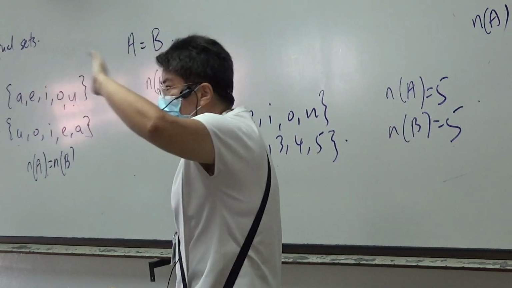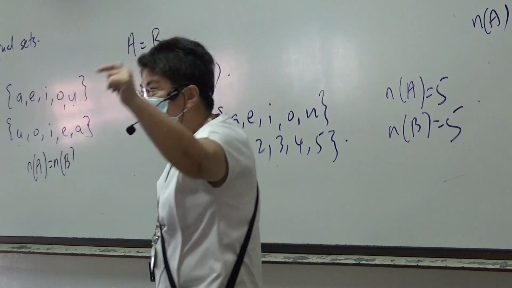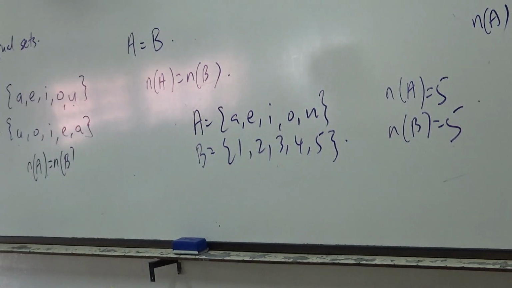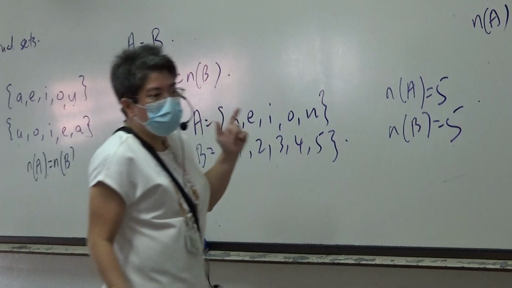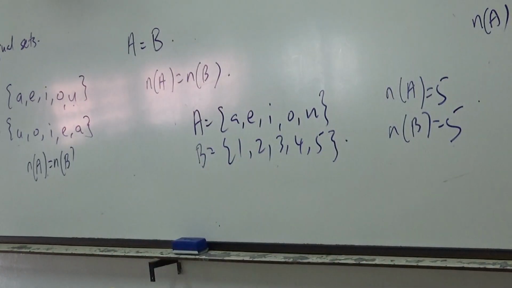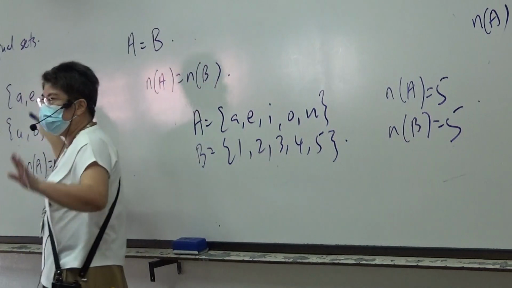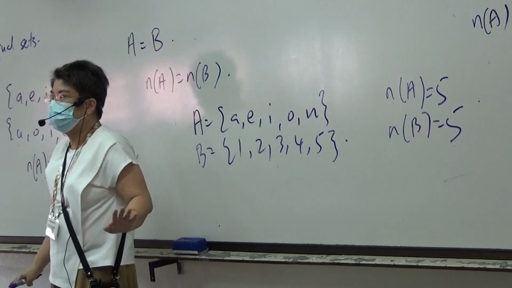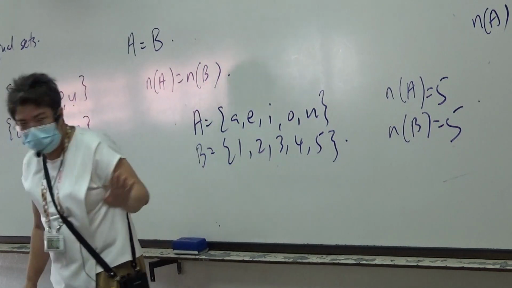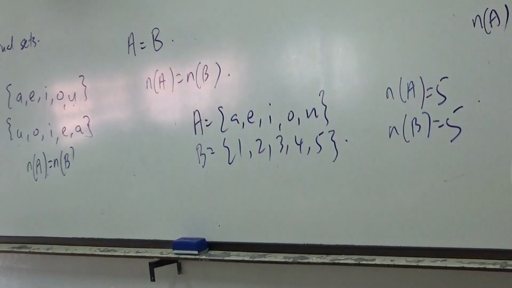Do you understand? Number equal is not good enough. The elements must be equal. Do you understand? Okay? So this is what we mean by equal sets. But if the elements are arranged in any order, as long as they are the same, the sets are still equal. Everybody clear? Okay, next part.